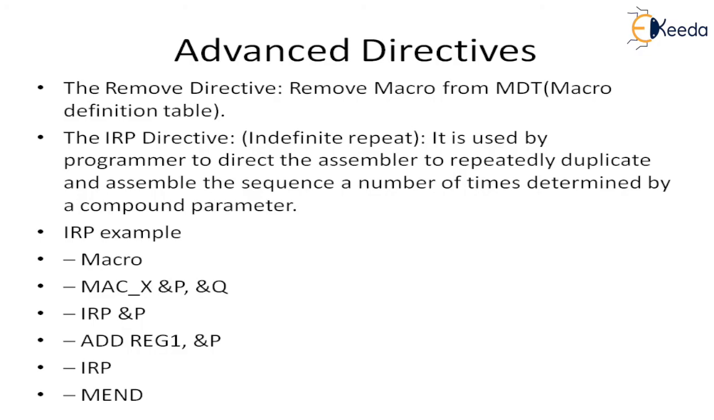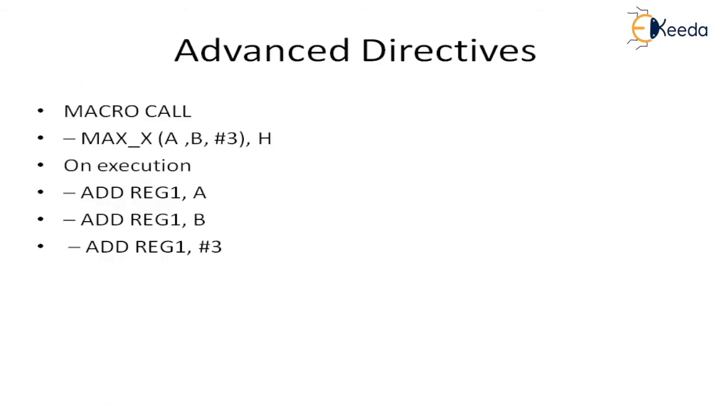So the IRP directive is as shown in the diagram. In IRP, the P parameter is repeatedly used in that particular directive. Next one is the advanced directive containing the macro code, that is the macro X, which contains different types of values, and on execution it will represent the addition to register A with the different parameters A, B, and #3.